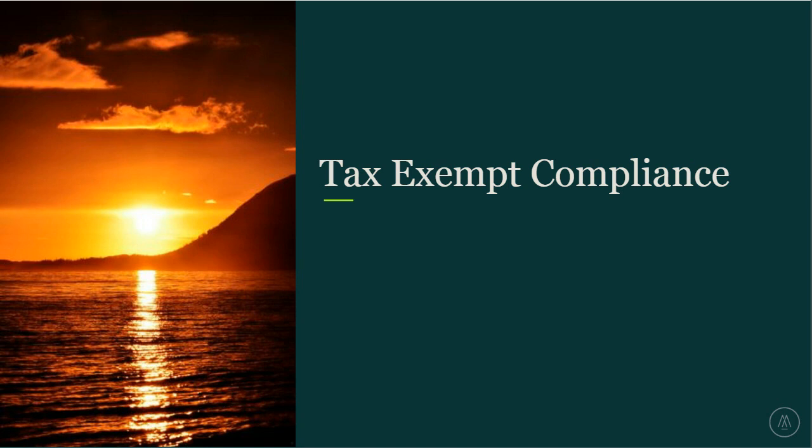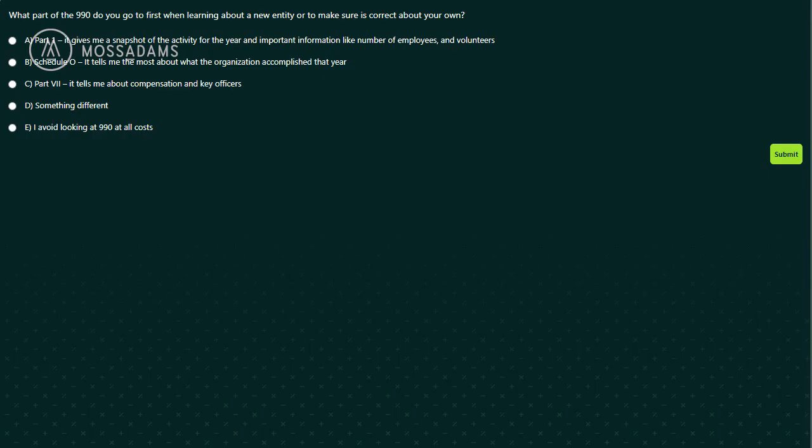Yes. All right. So before we dive in, we have one more polling question. Actually, we have two more, one more after this one. What part of the 990 do you go to first, if you go to it at all, when you're trying to learn about a new entity and really just make sure it's correct? Or if you are sitting on the board of a not-for-profit, what do you look for just to make sure it's correctly being reported for your own organization?